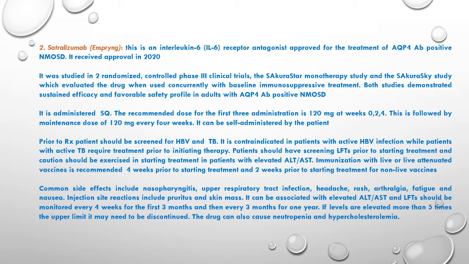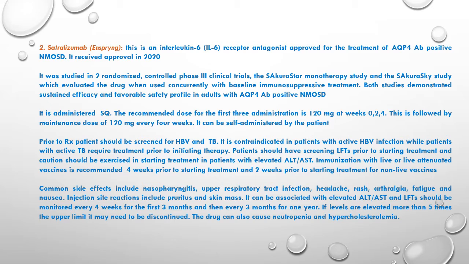Satralizumab, or Enspryng. This is an interleukin-6 receptor antagonist approved for treatment of aquaporin 4 antibody-positive NMOSD. It received approval in 2020. It was studied in 2 randomized controlled phase 3 trials, the SakuraStar monotherapy study and the SakuraSky study, which evaluated the drug when used concurrently with baseline immunosuppressives. Both studies demonstrated sustained efficacy and a favorable safety profile in adults with aquaporin 4 antibody-positive NMOSD.